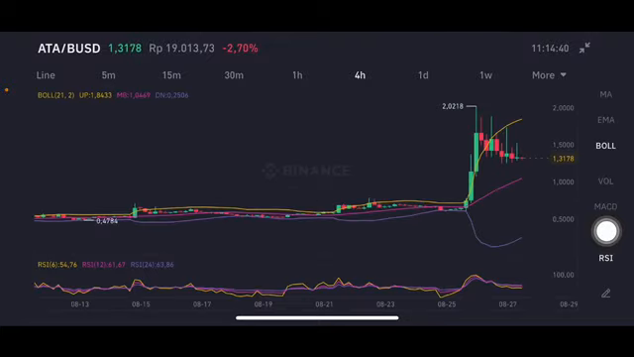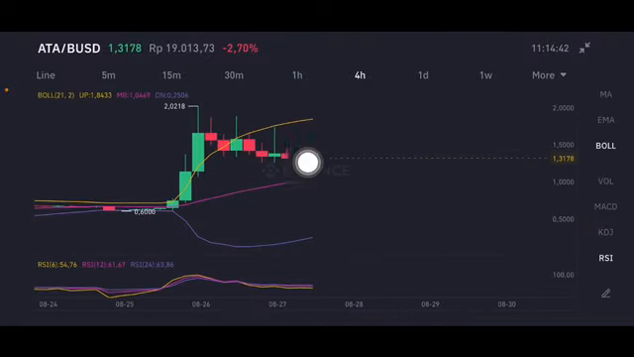Okay, next is the 4-hour chart. The 4-hour chart is already trying to go to the pink one here, the middle band at 1.0469 US dollar, right at this position. But for the yellow one here, the upper band, if they can go up again and make a rebound, then it will try to go to the upper band at 1.8433 US dollar right here.